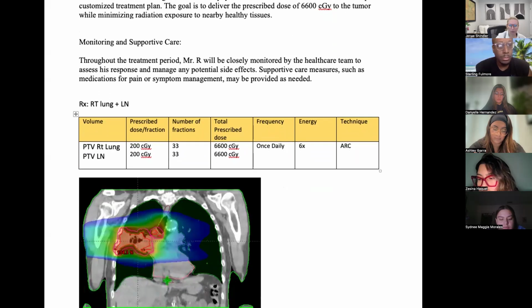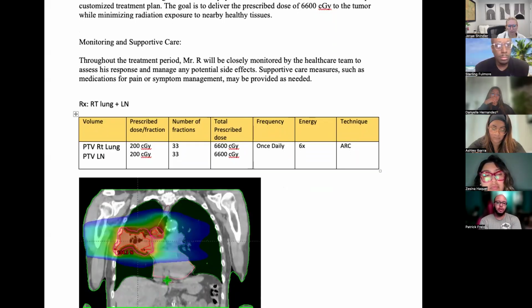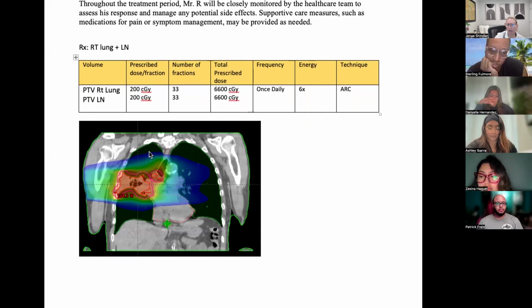Great. Patrick, what does this script read? There are 2 different PTVs, one for the right lung, one for lymph nodes. Both of them are 33 fractions, 200 centigrade per fraction, for a total dose of 6,600 centigrade. It's going to be once daily, 6x energy, and VMAT. Good. Patrick, do you think there's 1 or 2 isocenters? 1. Good. Yep, this is all in the same script, so it's 1 isocenter. And in line with this, it doesn't show that there's a boost on it, so it's just very conformal, and that's why they basically SIB'd it.